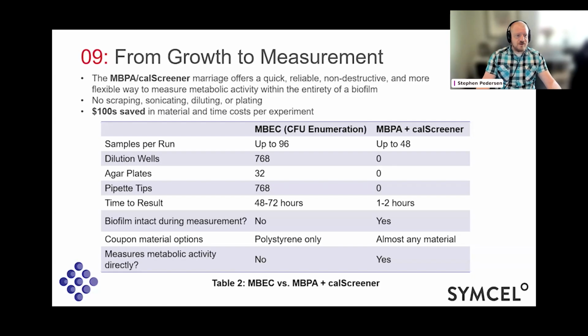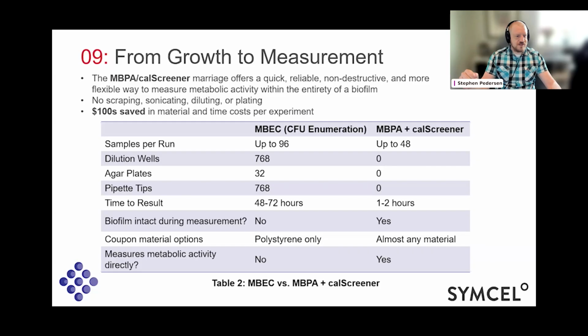The MBEC requires 32 agar plates that are all drop plated and incubated. The MBPA and calScreener combo requires 0 agar plates. The MBEC requires 768 pipette tips. The MBPA calScreener requires no pipette tips. The time to result is 2 to 3 days of incubation for the MBEC and only a couple hours for the calScreener to run.